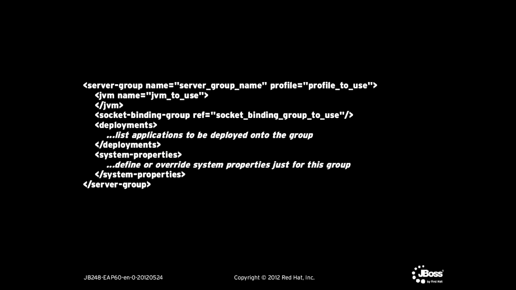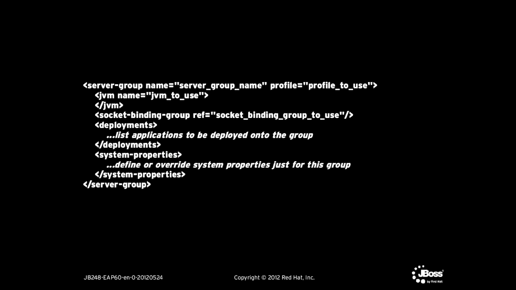Let's get into some of the details of the differences between a server and a server group. The relationship is broadly that a server must belong to a server group. Even if a group only contains one server, that relationship must be enforced. Server groups are defined in the domain XML and are managed by the domain controller. Servers are defined in the host XML and are managed by the host controller.